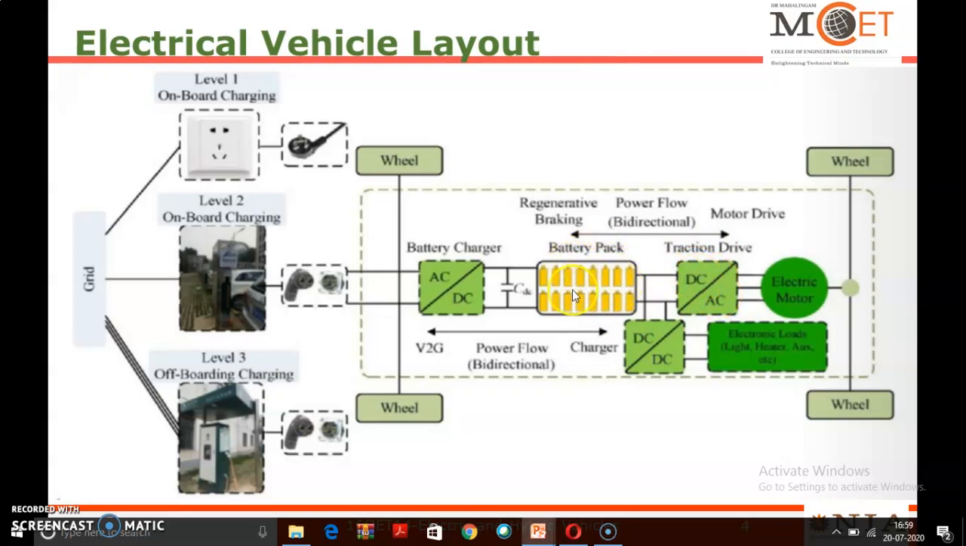And after its storage, it can be converted from DC into AC by the converter before the AC supply is fed into the electric grid system. So in this case, this electric vehicle will act as a source to the electric grid system, because this electric vehicle is supplying electrical power to the electric grid system.